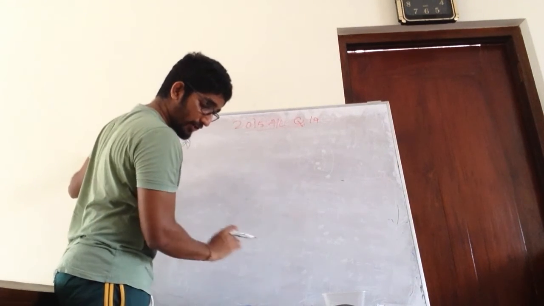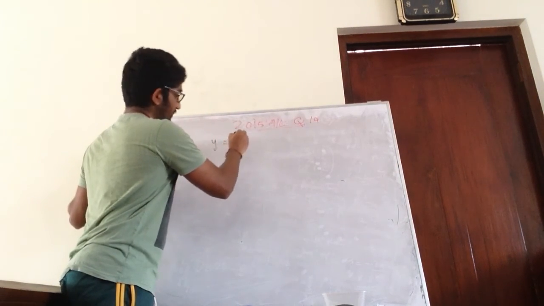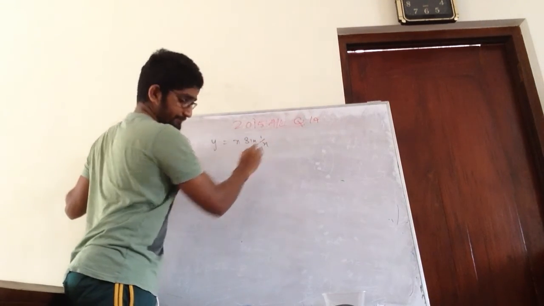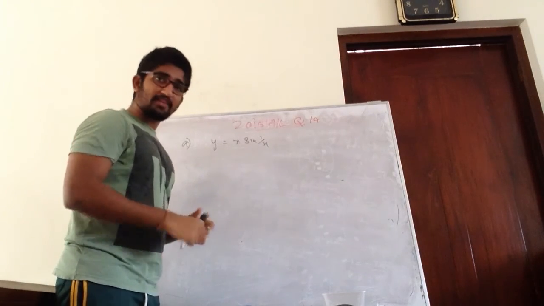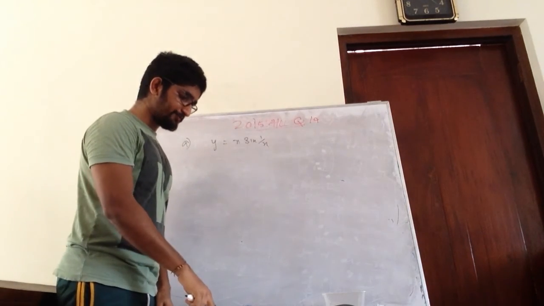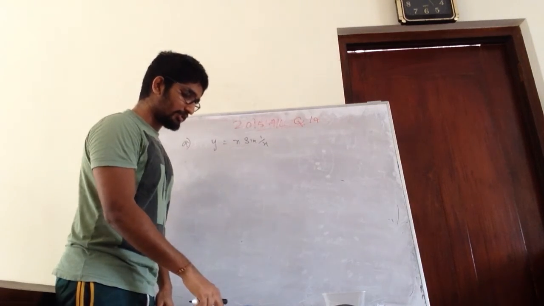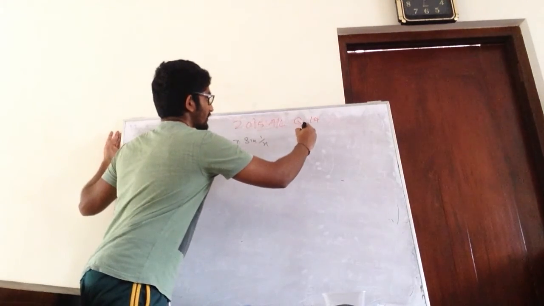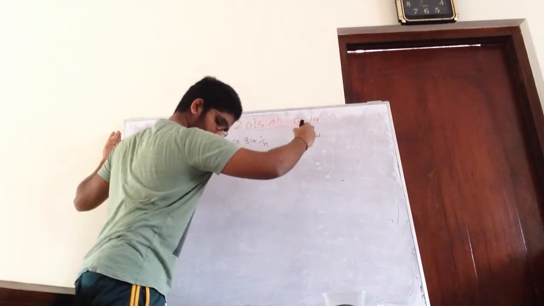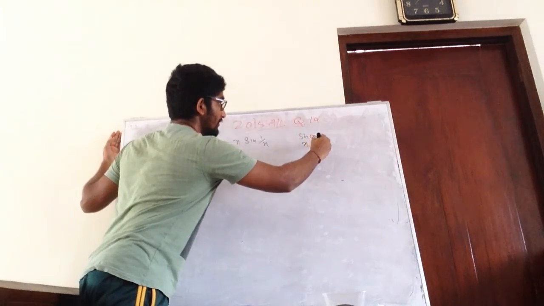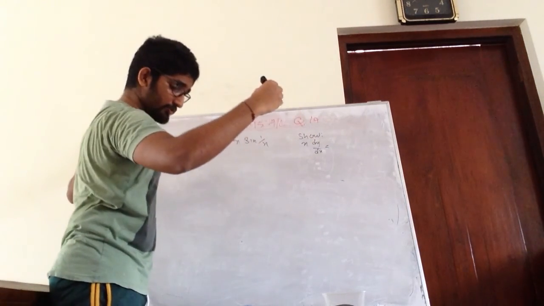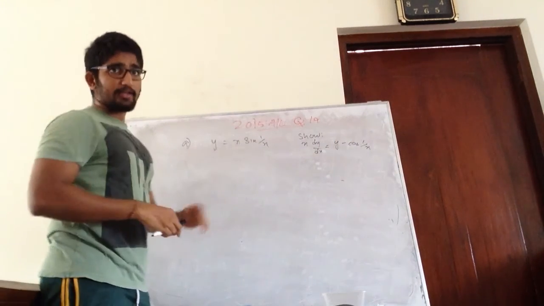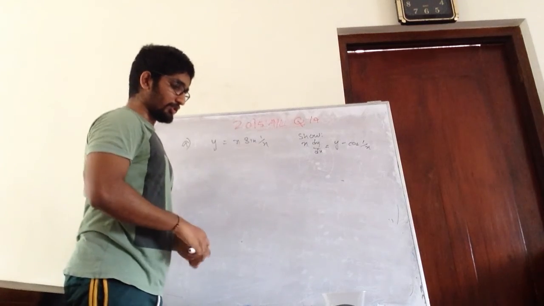y equals x sine 1 over x. Then they are asking us to show that x dy over dx is equal to y minus cos 1 over x. So this is what we need to show.